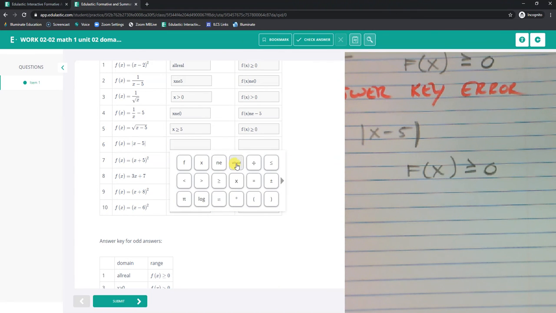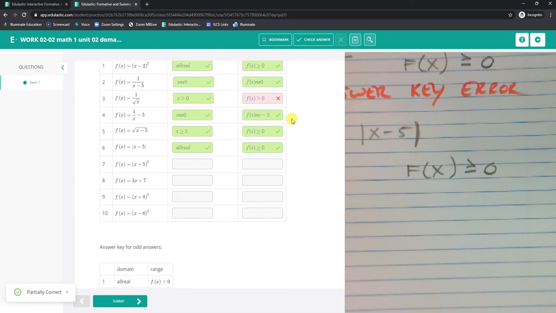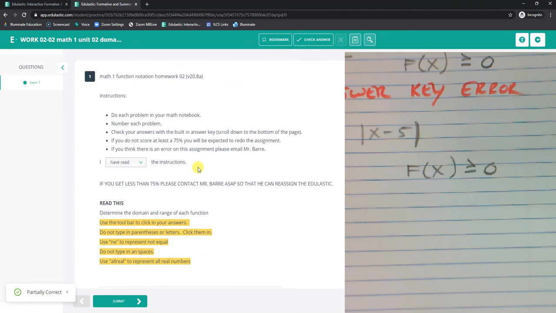So all real numbers going in, and f of x positive coming out. So 6, all real going in, f of x greater than or equal to 0 coming out. Looking good. Number 7.